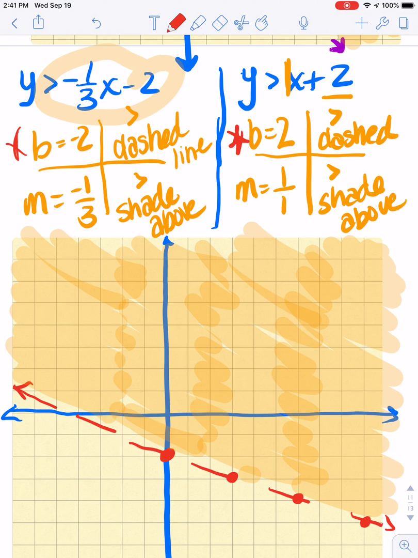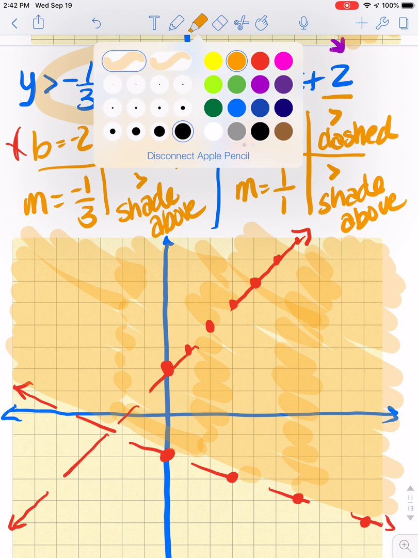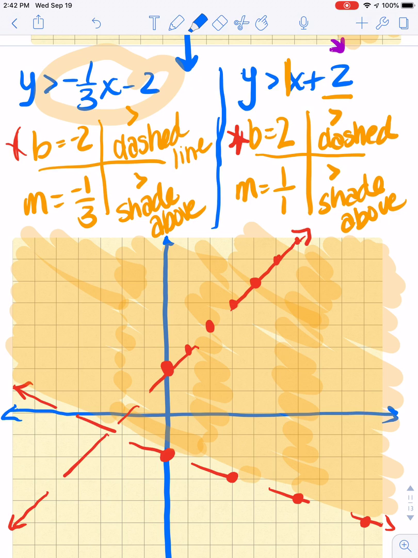Okay, now we're going to start with the second one. So we start with +2. And the slope is 1/1, so I'm going to go up 1 and over 1. And I'm going to keep going up and over 1. Get all the points that I can. I know this is a dashed line too. Do the best I can to make my dashed line here. And then on that one, I'm going to shade above. So above is going to be here.